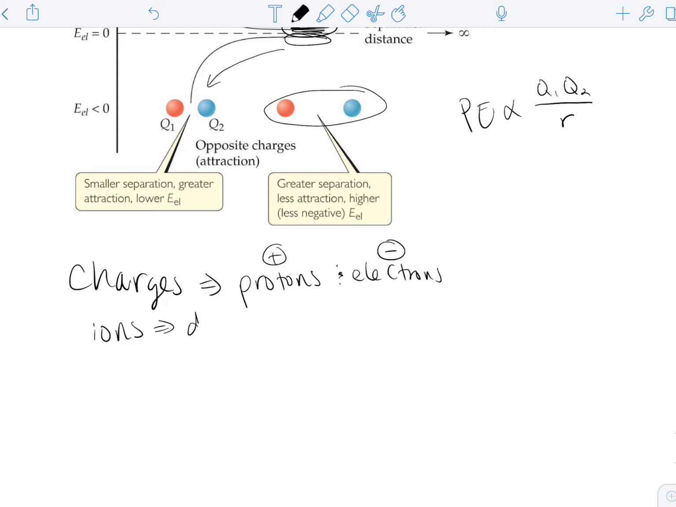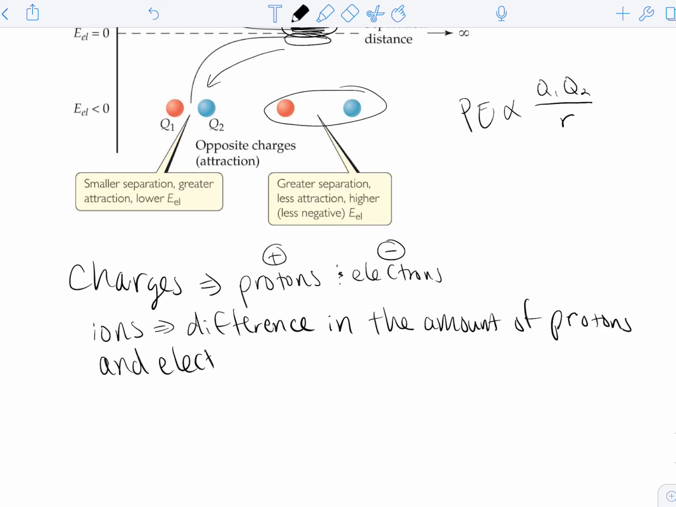So our ions are a difference in the amount of protons and electrons. And this will result in a very large Q value, right? So you'll get actual full charges with ions. So the Q term for our potential energy is going to be based upon the magnitude of that charge.